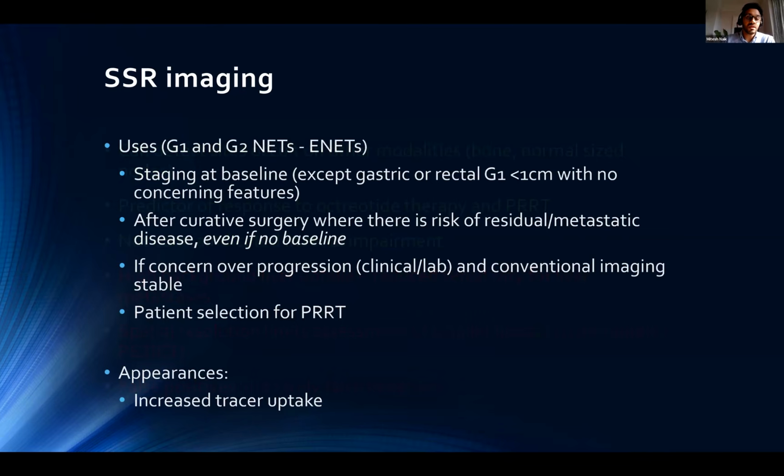In terms of uses, fundamentally they're used according to ENETS criteria for grade 1 and grade 2 NETs. Their principal uses are staging at baseline once histology has been obtained, apart from in gastric or rectal NETs less than 1 centimeter, which don't necessarily require any follow-up imaging if they're cured. Also after curative surgery, where there is the risk of residual or metastatic disease, even if there's no baseline. So on occasion, the patient, for example, could have a right hemicolectomy for other reasons. An appendiceal NET is identified incidentally in a patient that's presented with appendicitis.